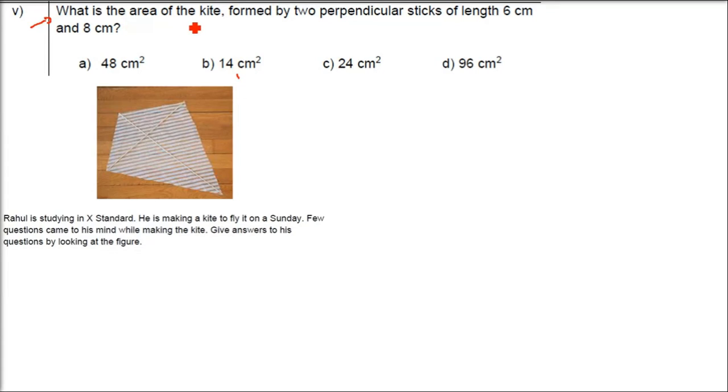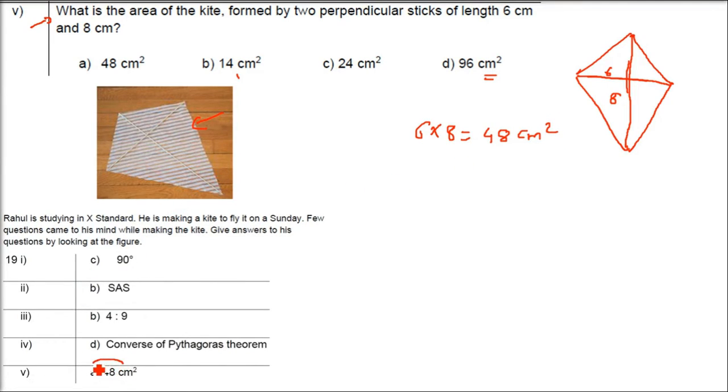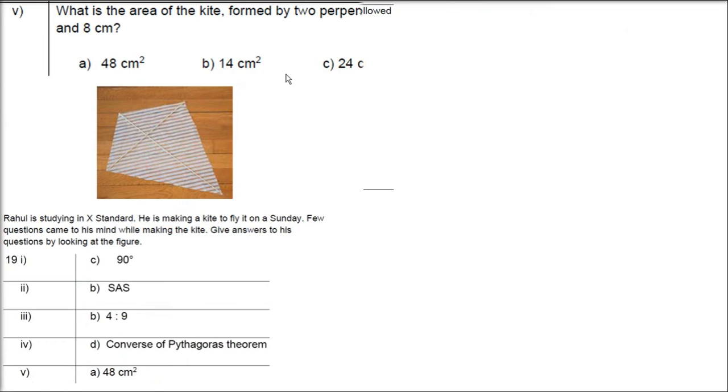Okay, coming to the next question: what is the area of the kite formed by two perpendicular sticks of length 6 centimeter and 8 centimeter? If you see this directly, the shape is a kite. The area is what? Diagonal multiplied. Kite, d1 diagonal, d2 diagonal. So one is 6, one is 8. Just multiply the diagonals and that is going to be the area of the kite. So it will be in centimeter square, because it is given in centimeter.